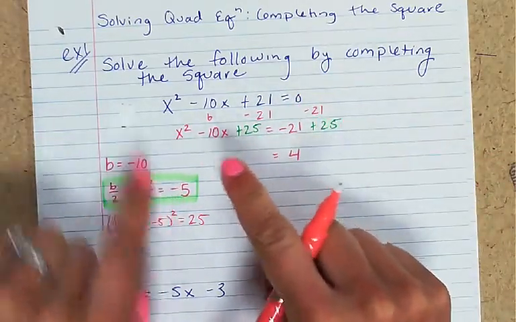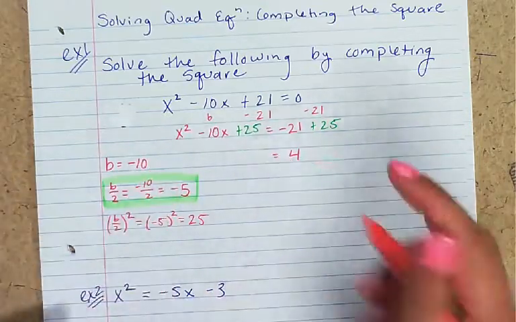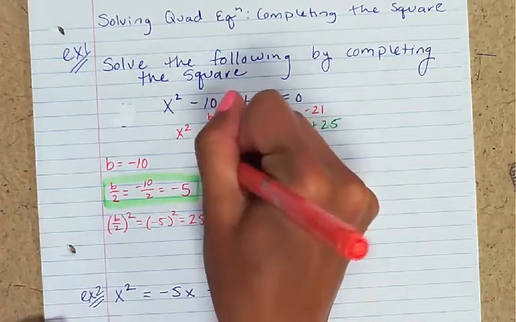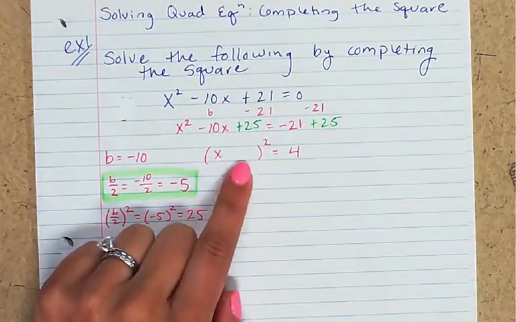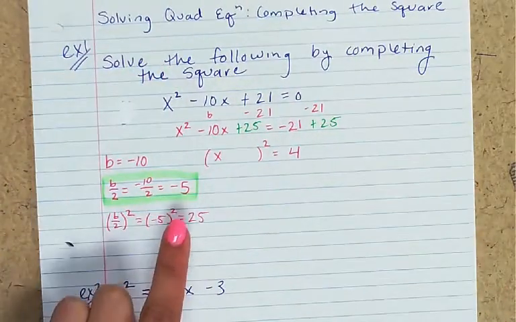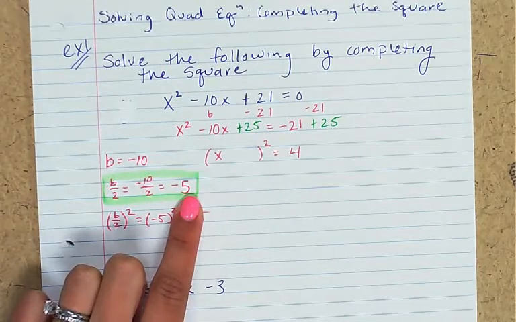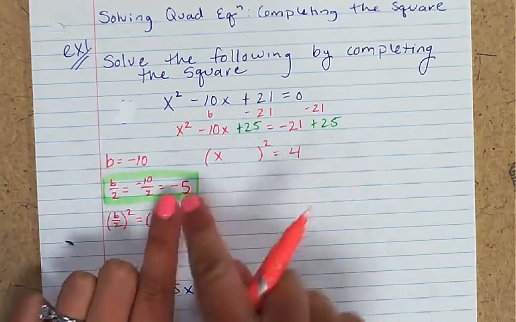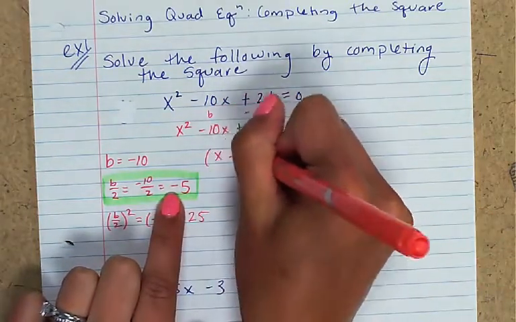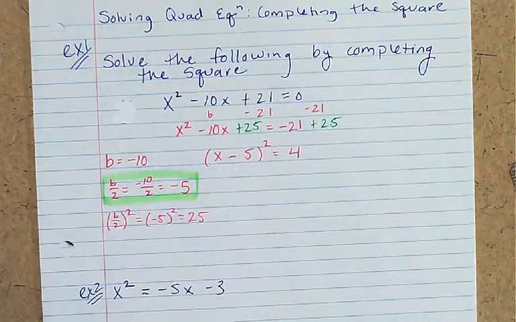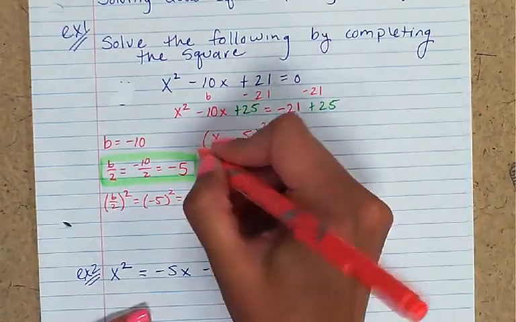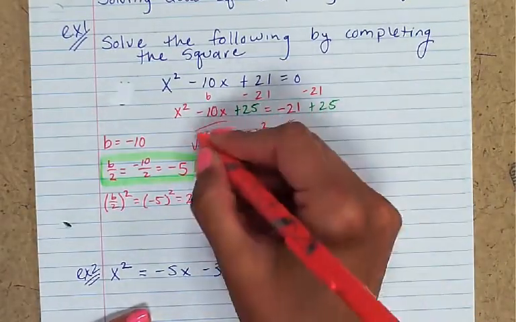Now what we have just done is we have created something that will factor into a perfect something squared. If you want to know what goes in that parentheses, you will use what you got for b divided by 2. So that's why I highlighted this green here. So we're going to do x, and you take this step, negative 5. So that's what you put inside the parentheses. Then you just solve like normal. So to get rid of the squared, we're going to square root both sides.